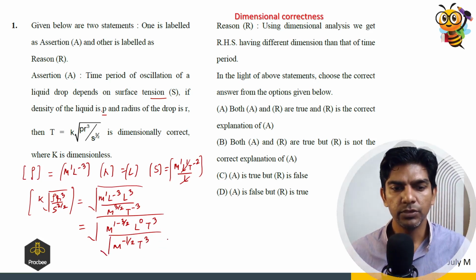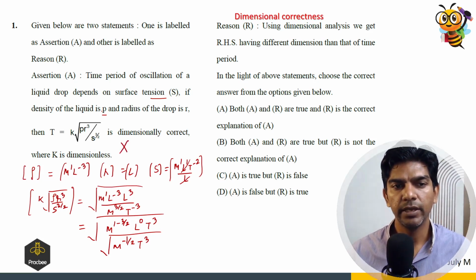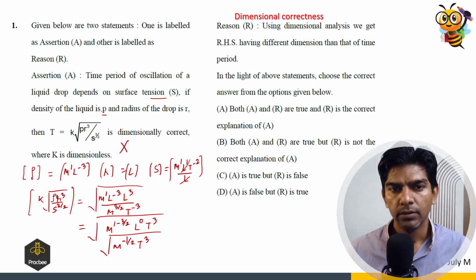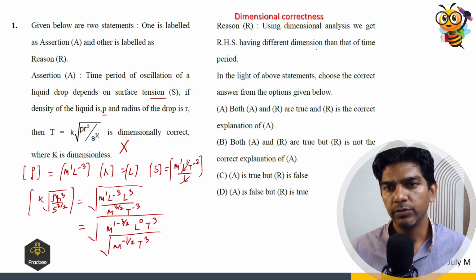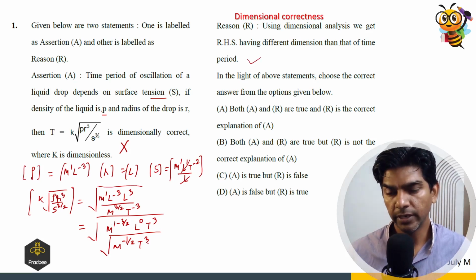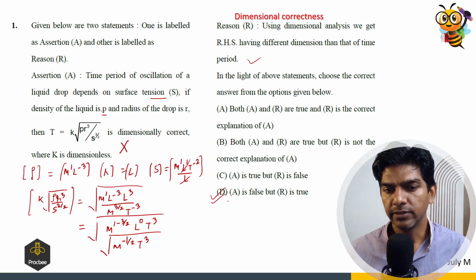So it does not come out to be the same as the dimension of time. So the assertion is incorrect, right? Using dimensional analysis, we get the right hand side has a different dimension than that of time. So the reason is correct, right? So we are getting that only, we are getting some other dimension other than time. So option D is the right answer, where A is false but R is true.